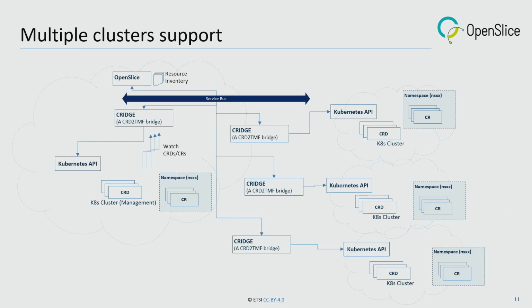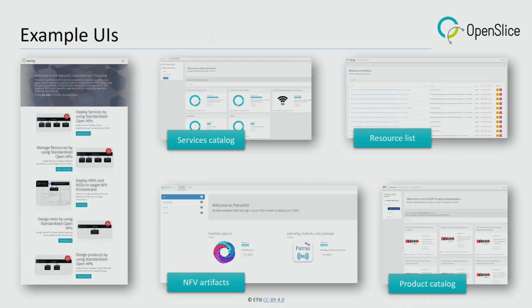This can also support a multi-cluster environment because the component that is responsible for this transformation, namely CRIDS, which is a short name for CRD to TMF bridge, can be replicated, duplicated rather, and support many clusters when connected to a common service bus. So this is the way that OpenSlice can support multi-cluster deployments.